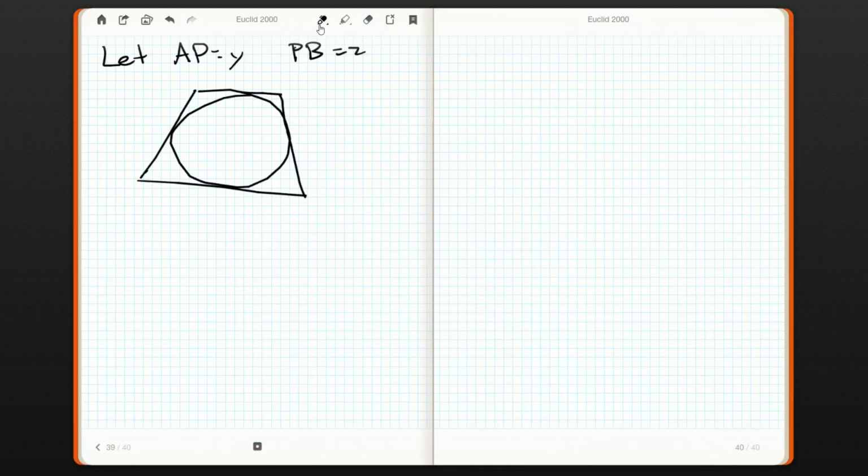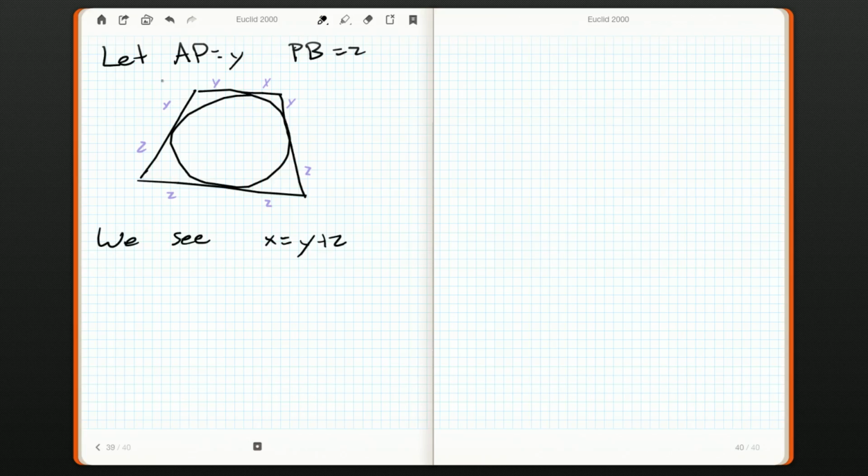Well, then we have Y, Y, Y, Y, Z, Z, Z, Z. Okay? So we have a whole bunch of information. We know that Y plus Z is equal to X. Okay, so maybe it might just suffice to figure out what Y plus Z is.